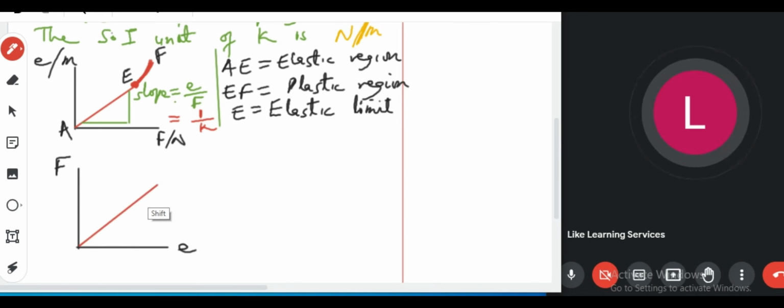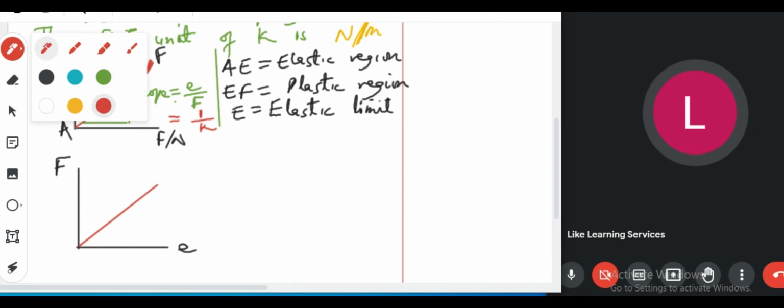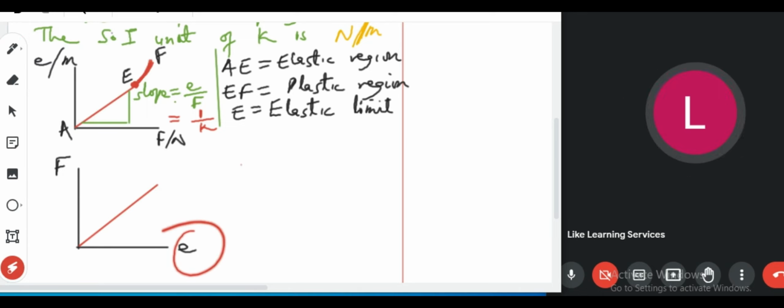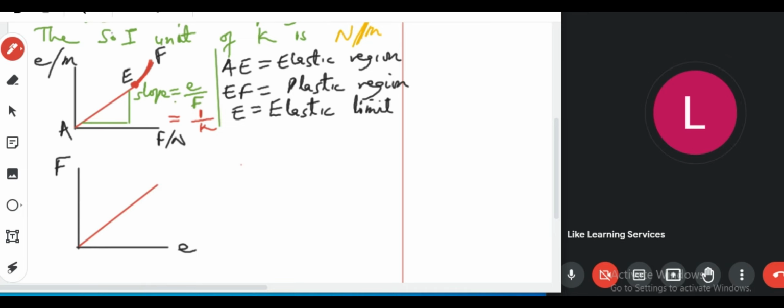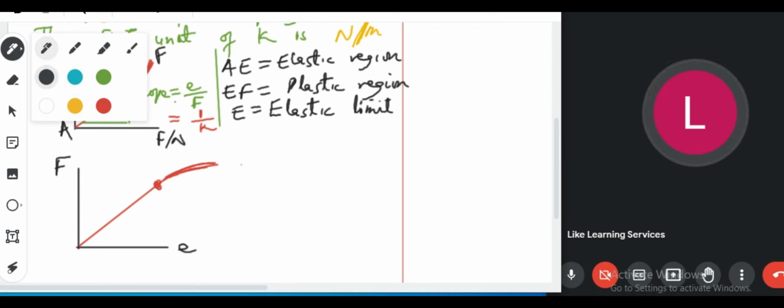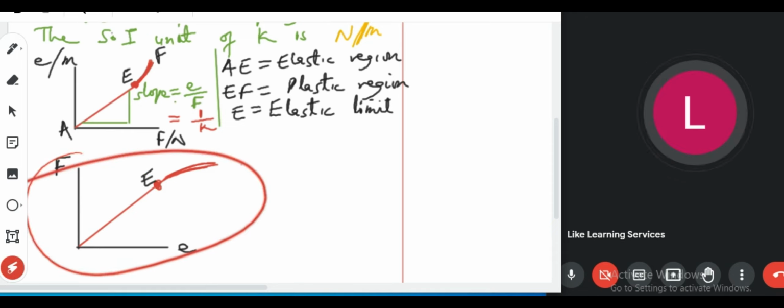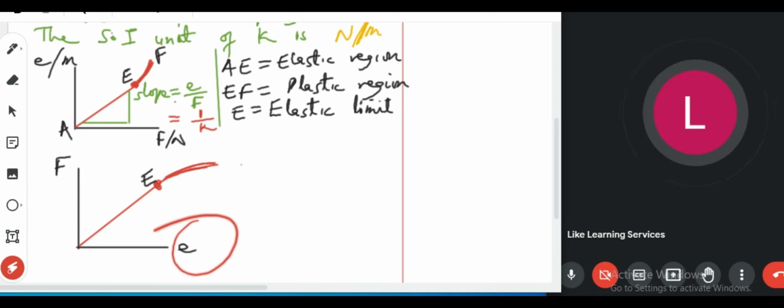So this is how it's going to look. But we need to notice something. When a graph of F is plotted against E, after or beyond the elastic limit, the graph will curve downwards like this. So if E is the elastic limit, it's going to curve downwards like this. Take note of the difference. F against E, this is the elastic region. The plastic region is going to curve downward.